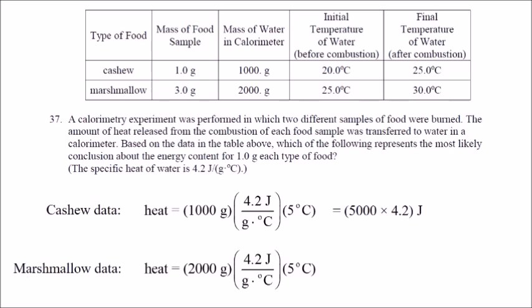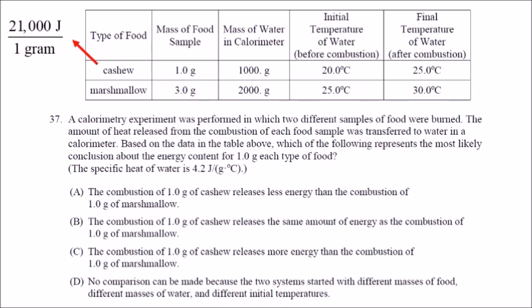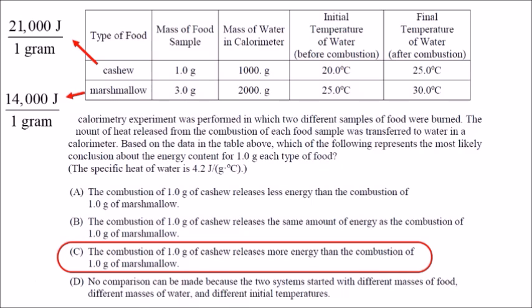Again, the specific heat capacity of water is the same, and our delta T is also 5 degrees Celsius. That would be the math, 10,000 times 4.2. So in terms of the heat released for the marshmallow, that would be 42,000, and the heat released for the cashew, that's actually half as much, would be 21,000. So here's what we know so far. When the cashew is burned, it's 21,000 joules of heat per gram, and when the marshmallow is burned, it's 42,000 joules, but that's for 3 grams. Now if we divide 42 by 3, that's around 14,000 joules per gram. So now with this data in front of us, we can definitely pick the correct answer, which is C. The combustion of 1 gram of cashew would release more energy than the combustion of 1 gram of marshmallow.